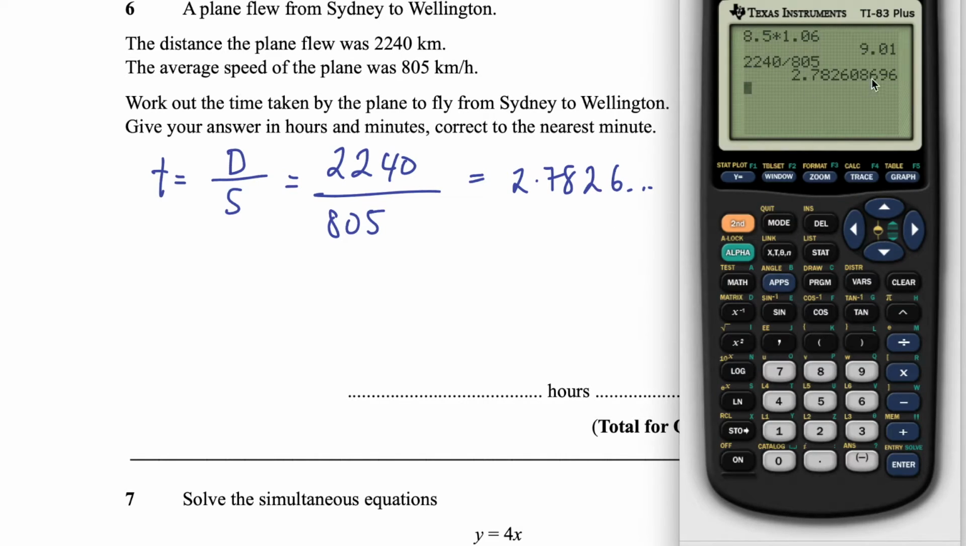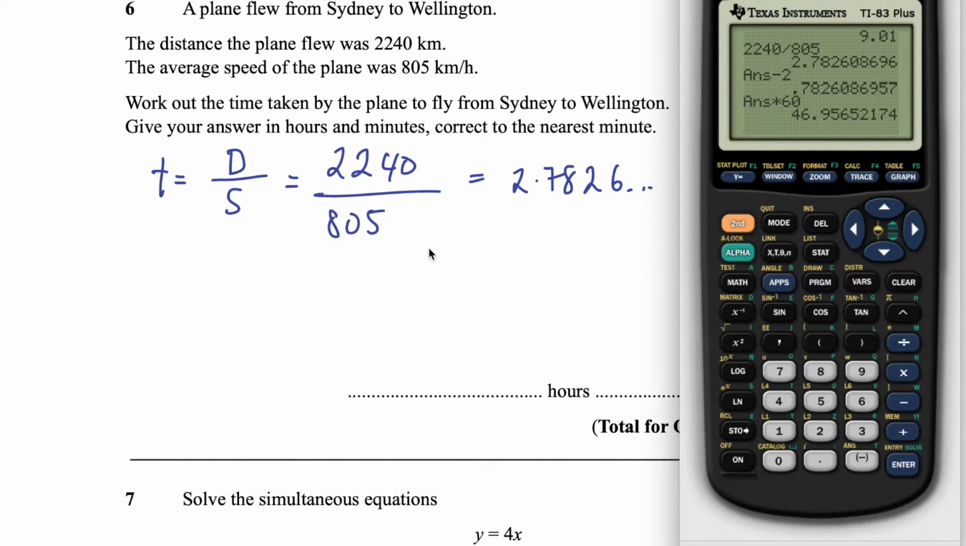When you get this answer, you need to take that decimal part. One way to do this is to take that answer and subtract 2. Then you end up with the decimal part of that number. That's going to be your minutes. To convert that decimal number into minutes, you need to multiply by 60. That's going to give you the number of minutes.